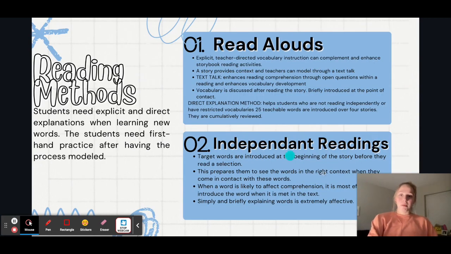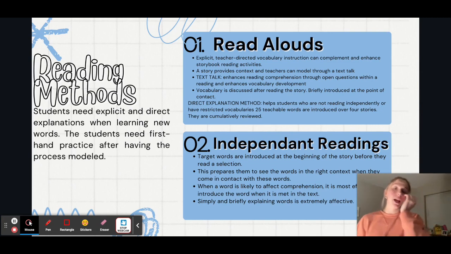We're also going to talk about some different reading methods. Students need explicit and direct explanations when learning new words. These students also need firsthand practice after having the processes modeled for these vocabulary words that are being learned. Practice, practice, practice is so important, because if you don't give the students a turn with these words, then they're not going to be able to have that full circle to where they can introduce that to their own vocabulary and use it in their own lives.